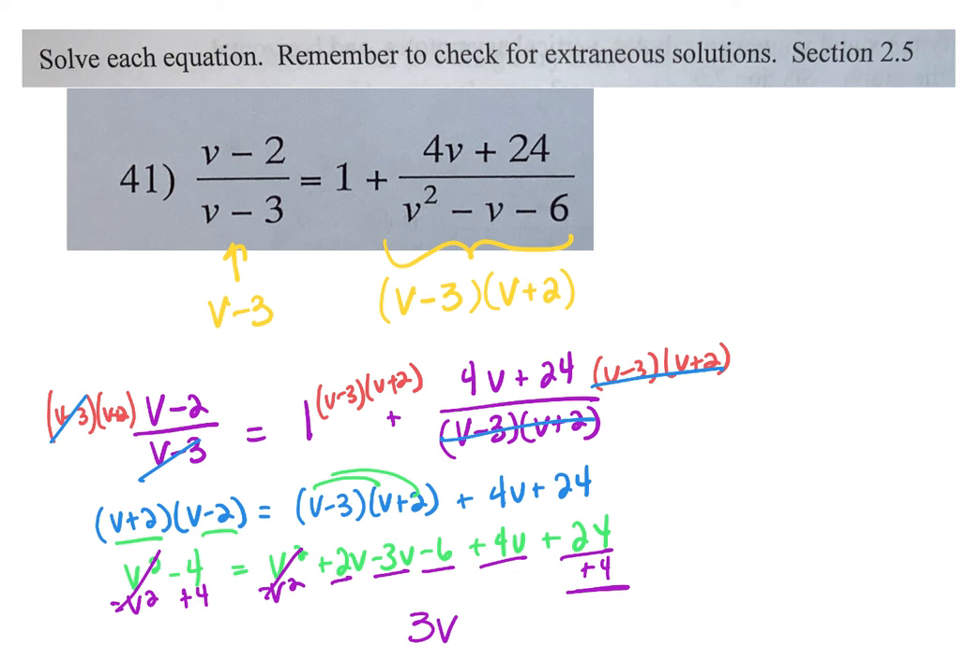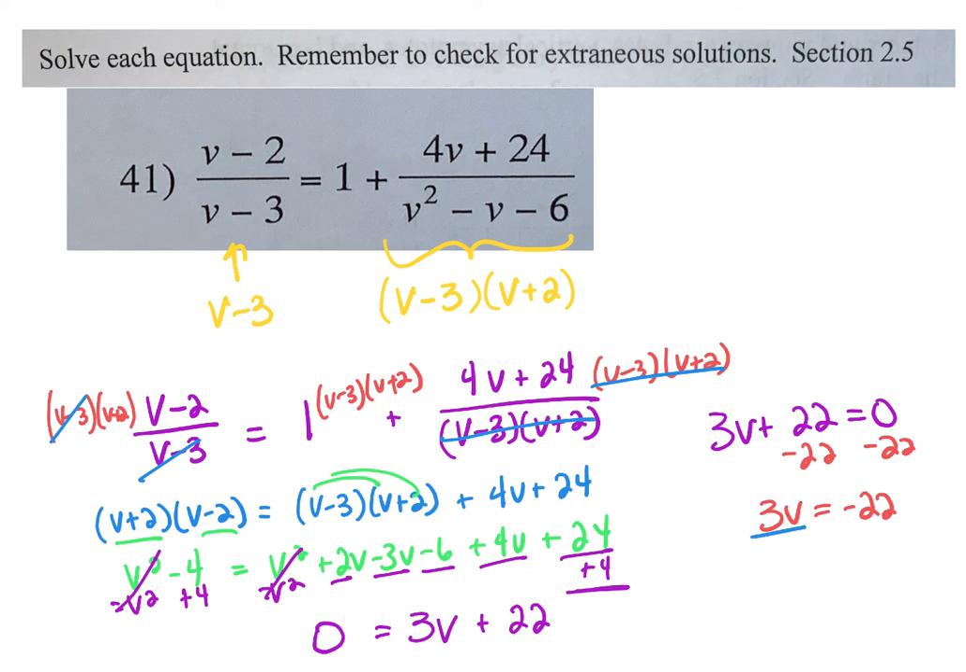So what do I have? Hopefully I have 22, right? And all that equals 0, right? How do I solve this? I have 3v plus 22 equals 0. How do I solve it? Yeah, subtract my 22 and then divide by 3. So v equals -22 over 3.